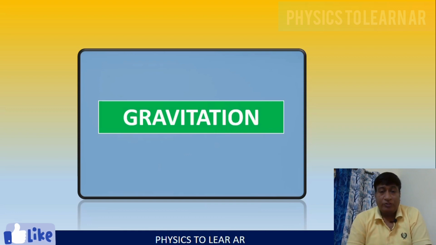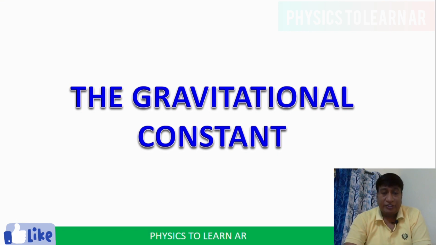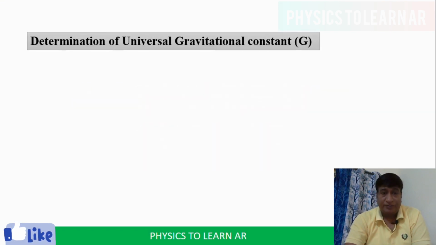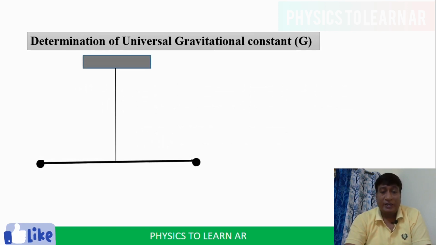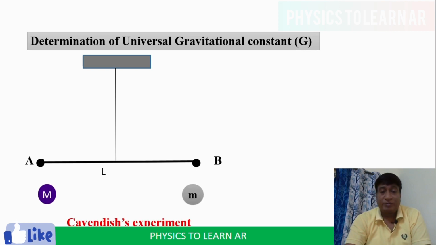So we are going to the topic, the gravitational constant. Regarding the determination of the universal gravitation constant, we have said that the capital G value is a constant. That value is 6.67 into 10 to the power of minus 11, along with units. This was determined by using an experiment, which I can call the Cavendish experiment.